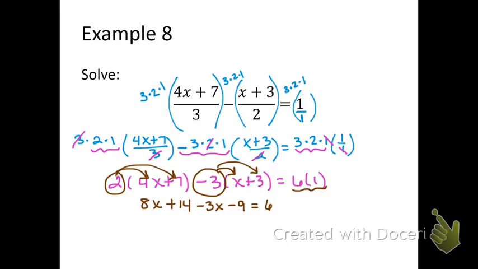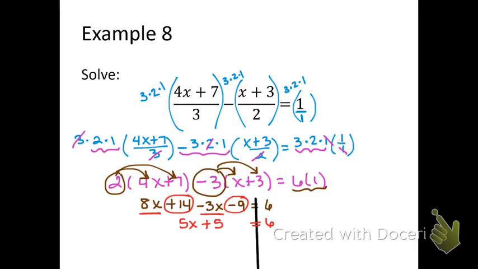Now we just need to combine those like terms. I'm going to go ahead and put my line going down here. So on the left side here I have 8x minus 3x, which is 5x. Remember, they're on the same side, so we're not moving from one side to the other, so we don't change the signs. We do what it says. And then you got 14 minus 9, which is positive 5, equals 6.